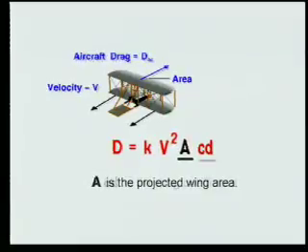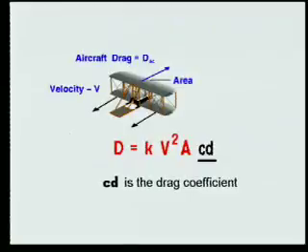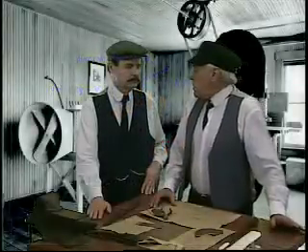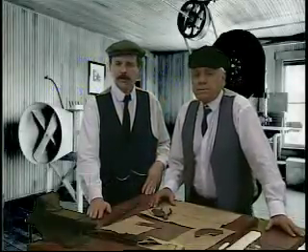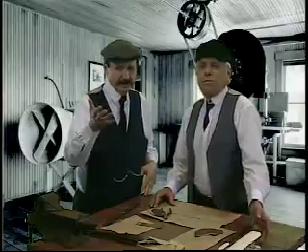The last factor, CD, is the drag coefficient. Well, this is kind of a complex factor that includes a number of variables, such as the shape and angle of the wings, the surface condition of the airplane, how rough or smooth it is, the stickiness of the air. This factor is usually determined experimentally. You know, drag is really hard to measure in the air.